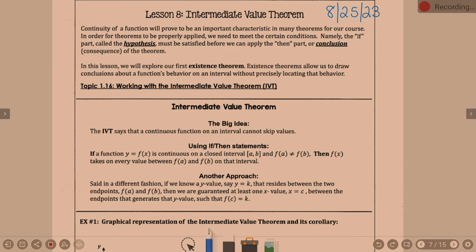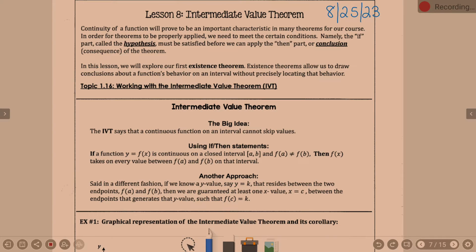In other words, when we talk about an existence theorem, we're just going to be able to say, because these conditions are true, this situation exists. I don't know where it happens, but I know that at some point between A and B, this has to be true. That's an existence theorem.